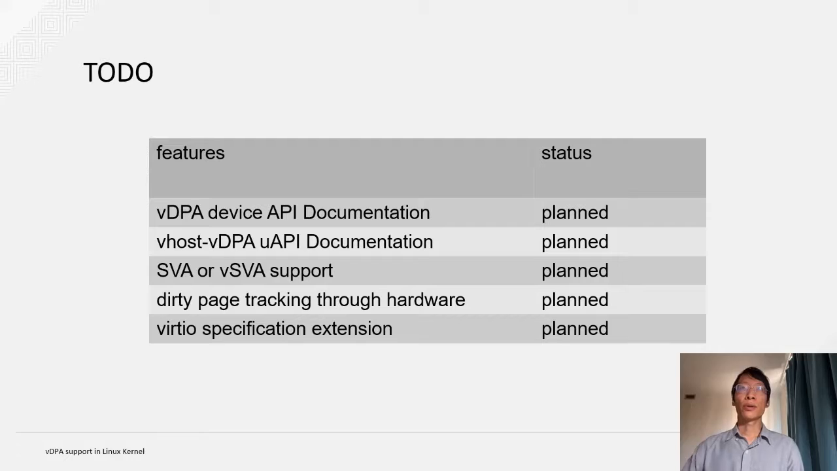And for the future, there are several things in our mind. The first is we will need to finalize the documentation in the kernel source, which contains both the VDPA device API definitions and the vhost-VDPA API. And we also plan to cooperate with the platform vendors to support shared virtual address or even virtual shadow address. And we also plan to extend the virtio specification for some VDPA-specific extensions.